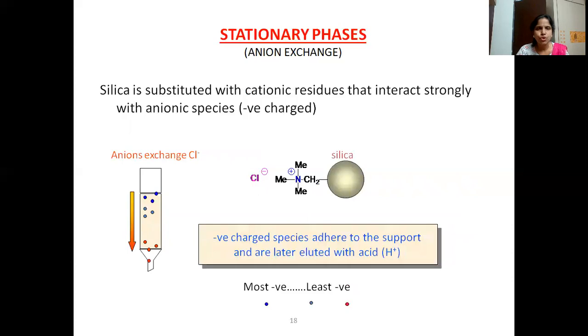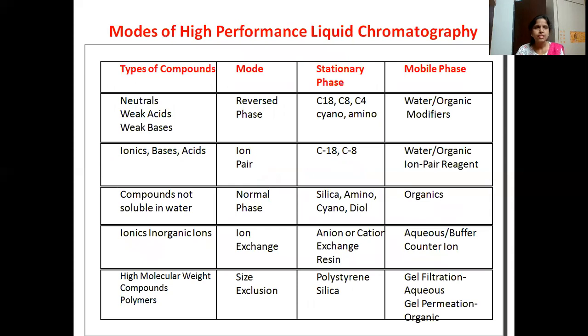The first one was normal phase, second is reverse phase, third is size exclusion, and fourth is ion exchange. Now these are again the modes of high performance liquid chromatography. In this chart you can see the different types of compounds that can be used, the mode in which the separation is taking place, and the stationary and mobile phases used.